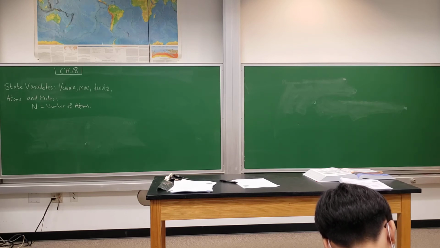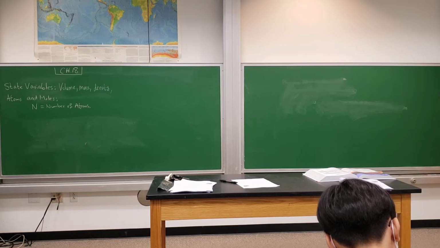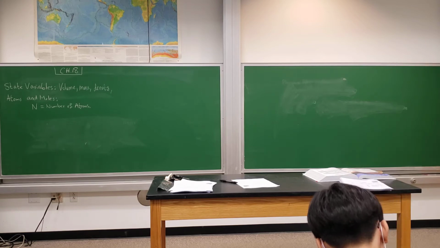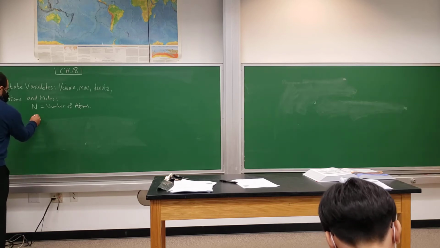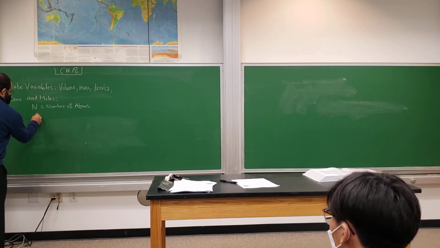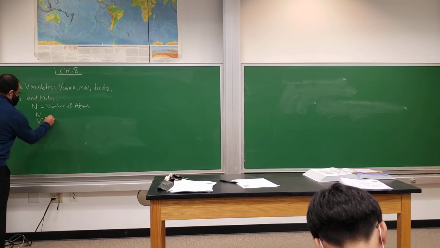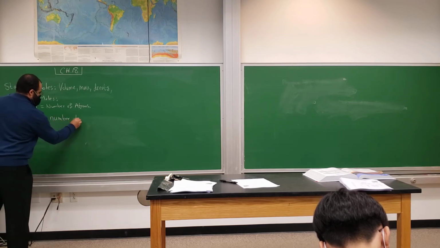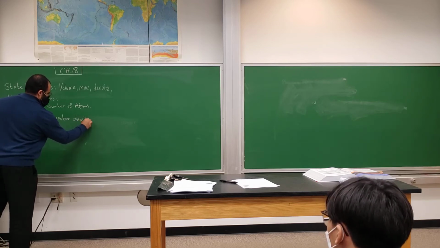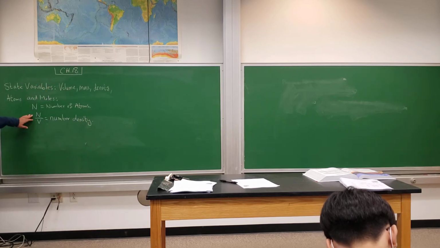And then there is the number density. The number of atoms per unit of volume is called the number density. It doesn't have a specific symbol, but N over V is called the number density. So how many atoms per volume?